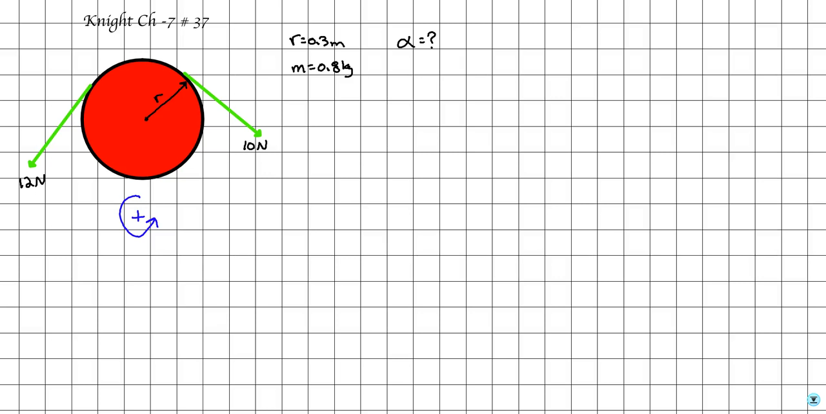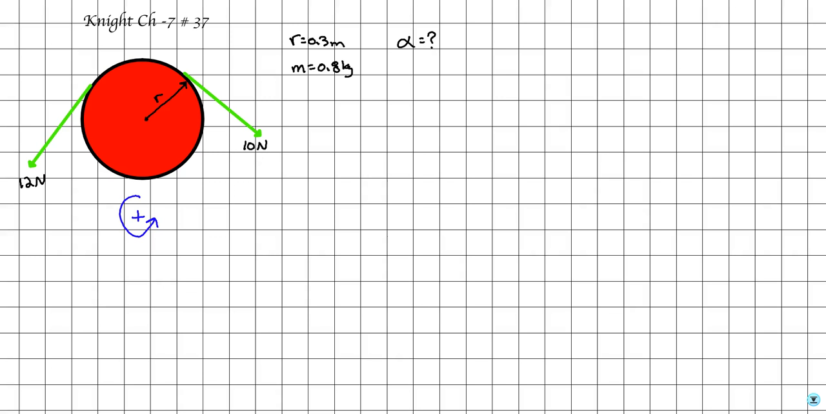All right, we get chapter number 7, problem number 37, and it reads, a frictionless pulley, which can be modeled as a 0.8 kilogram solid cylinder with a radius of 0.3 meters, has a rope going over it, as shown in figure P7.37. The tension in the rope is 10 newtons on one side and 12 on the other. What is the angular acceleration of the pulley?